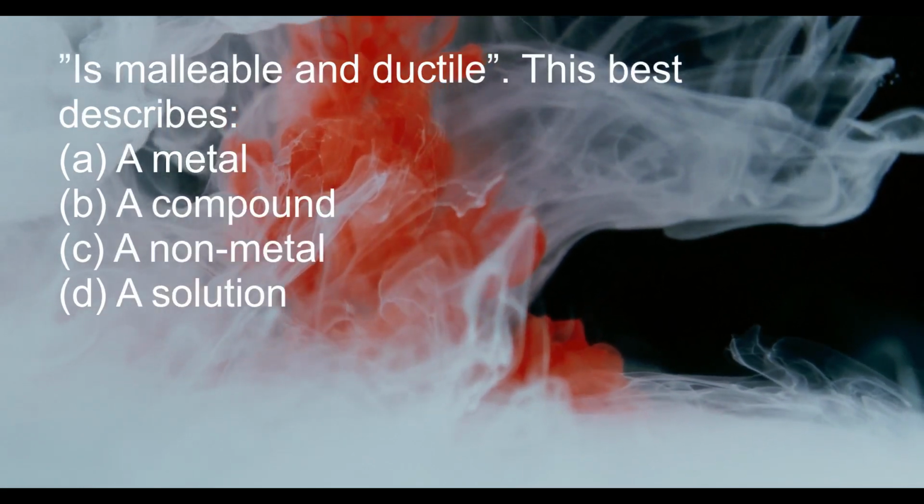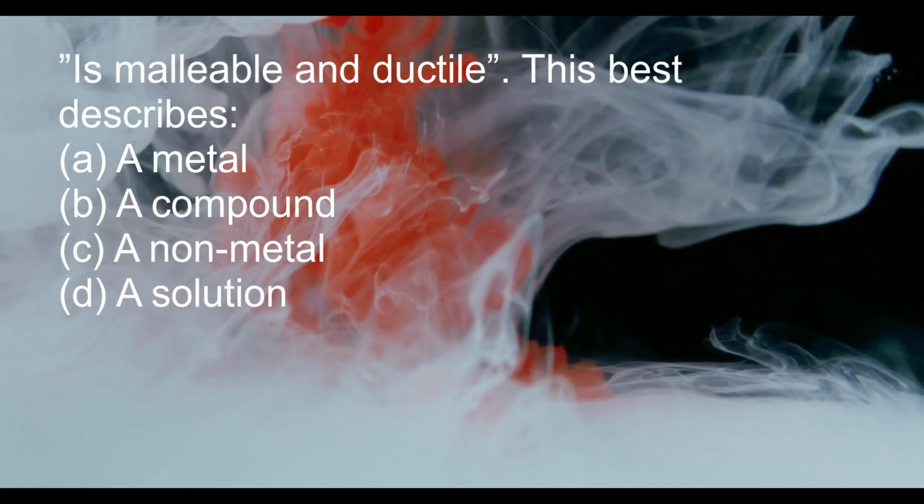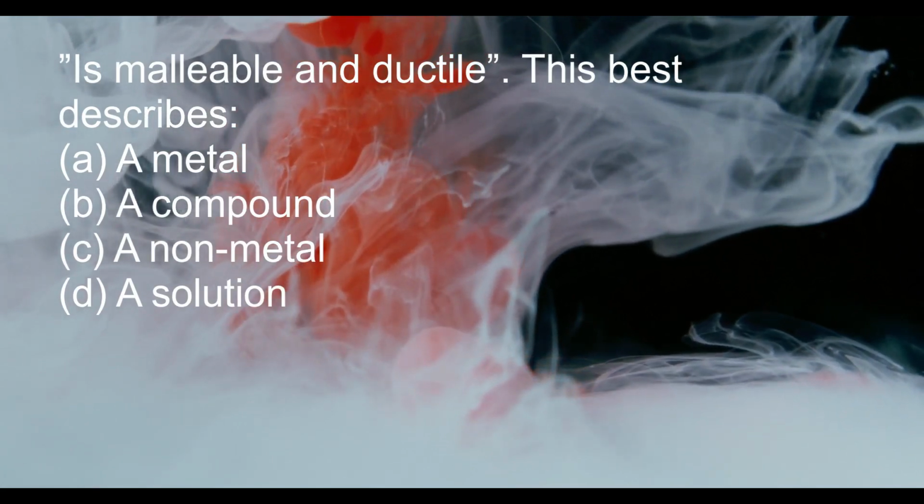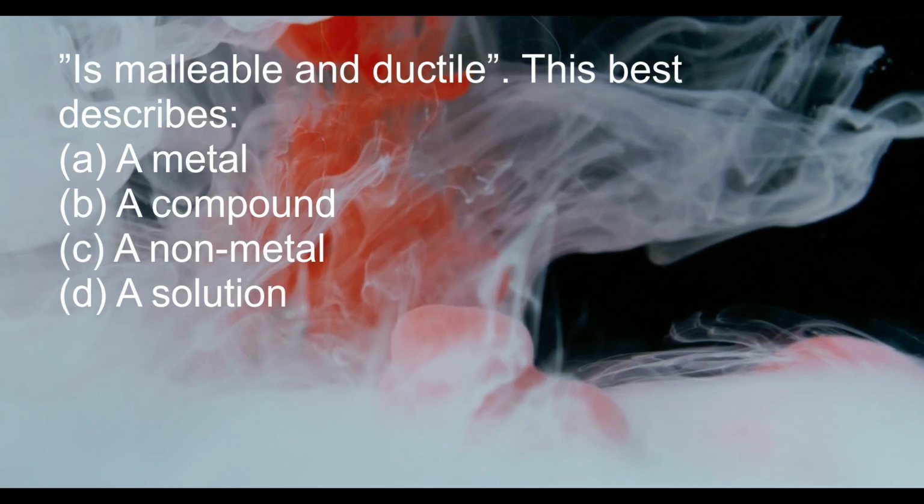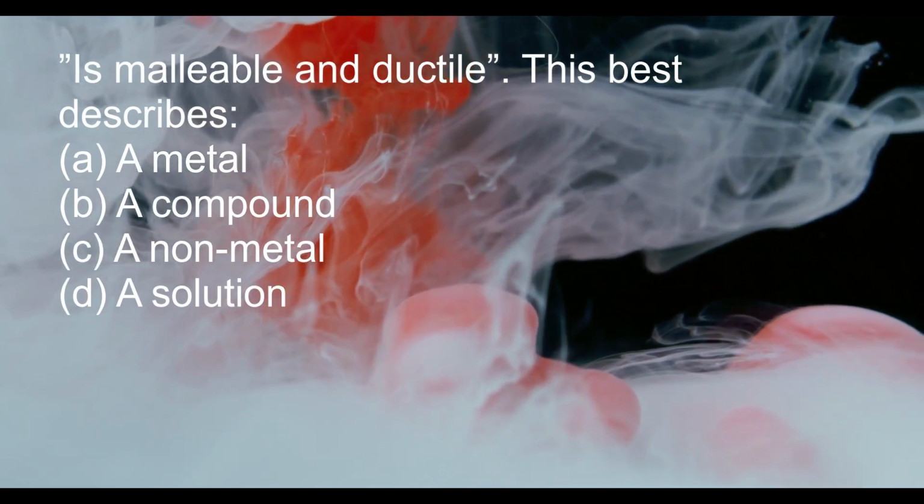Which is malleable and ductile? This best describes a metal. A. A metal, B. A compound, C. A nonmetal, D. A solution. Answer: option A is the answer. Metals have the property of malleability and ductility.